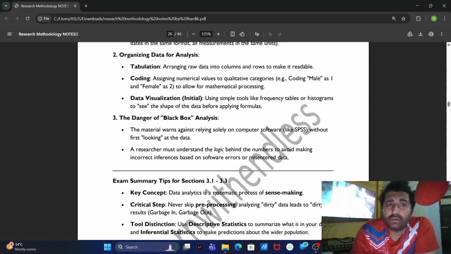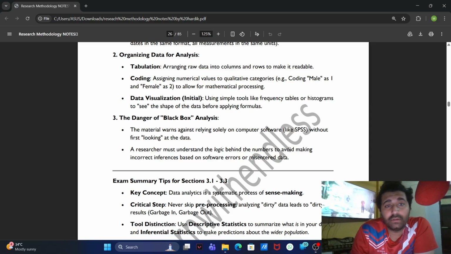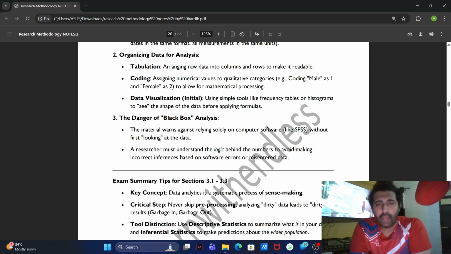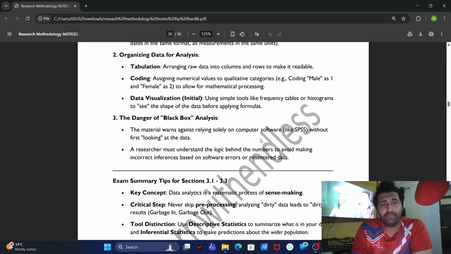Tabulation: arranging raw data into columns and rows to make it readable. Coding: assigning numerical values to qualitative categories. Example, coding male as 1 and female as 2 to allow for mathematical processing. Data visualization: initially, using simple tools like frequency tables or histograms to see the shape of the data before applying formulas.